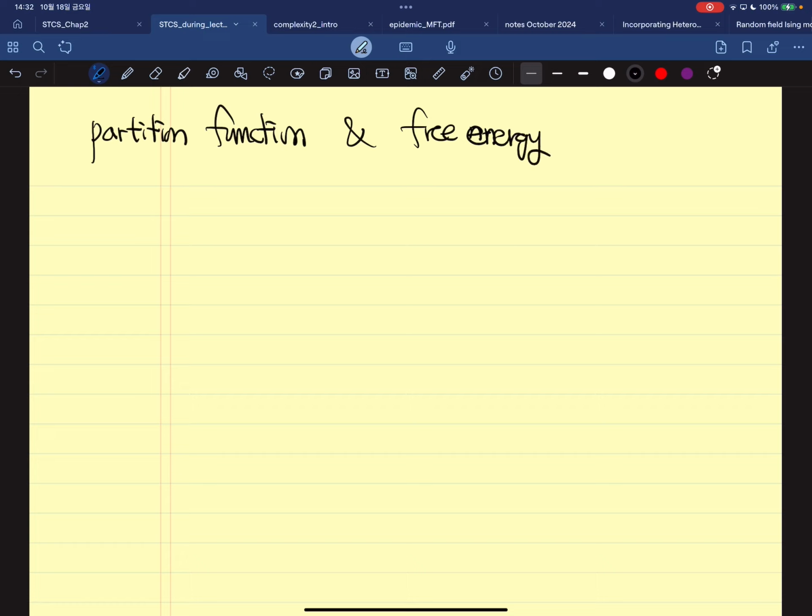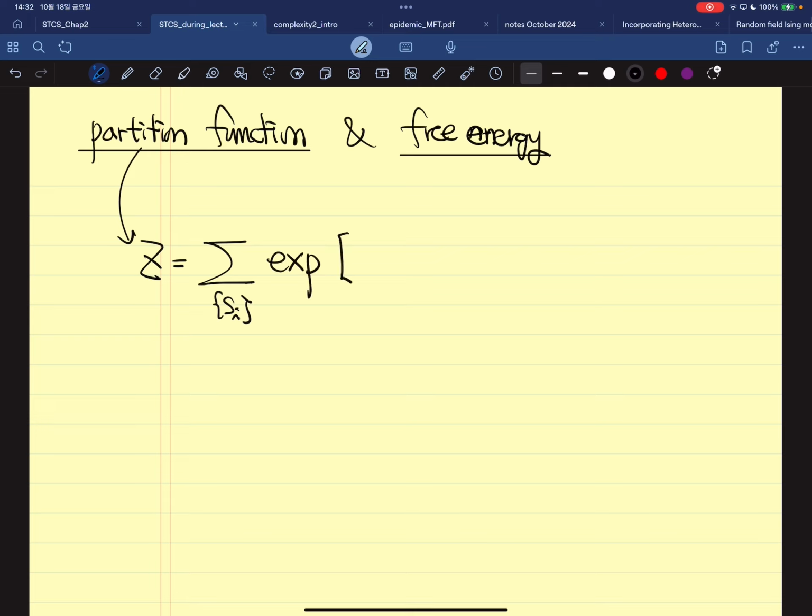Where free energy is just minus kBT times the log of the partition function. So the most important thing is calculating the partition function. So let's first calculate the partition function here. This is the sum over all the spin configurations and the Boltzmann factor given by exponential of minus beta times the mean field energy function. So it is a mean field partition function.